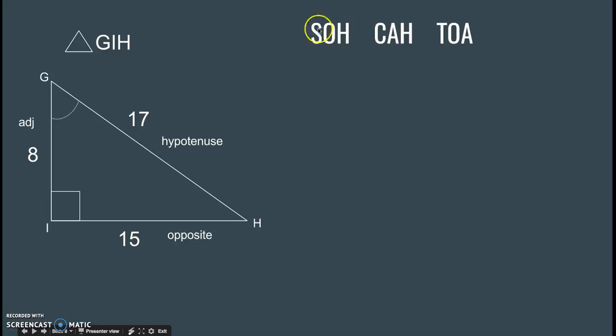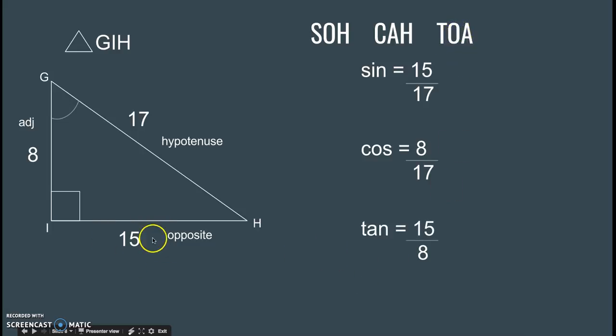Let's start with sin. Sin is opposite over hypotenuse. The opposite side has a measure of 15, so we're going to put 15 on top. And 17 is going to be on the bottom, as the hypotenuse has a measure of 17. Cosine, adjacent over hypotenuse. The adjacent side has a measure of 8 over the hypotenuse, which has a measure of 17. 8 over 17. And finally, tan, opposite over adjacent. So we have 15 over 8 because the opposite has a measure of 15 and the adjacent has a measure of 8.